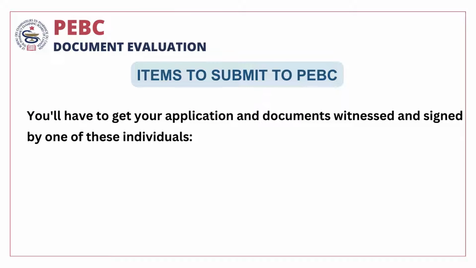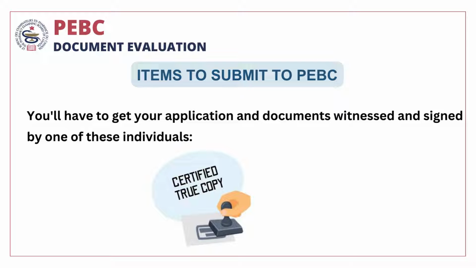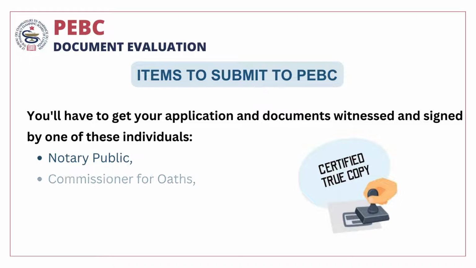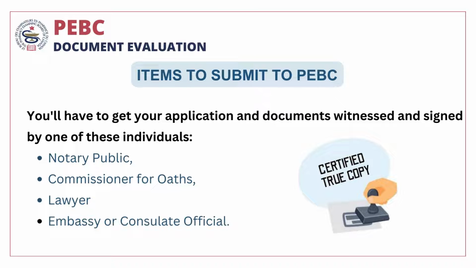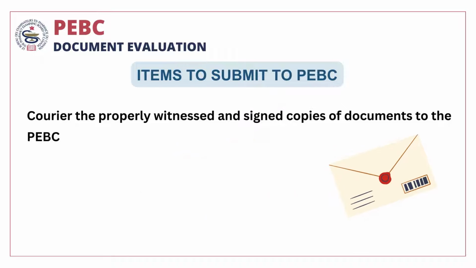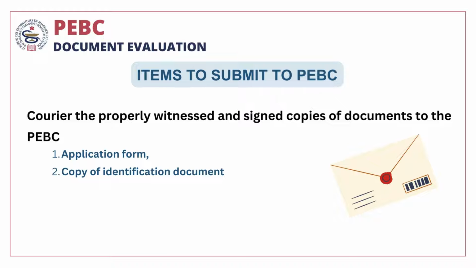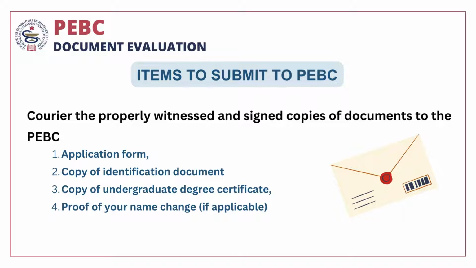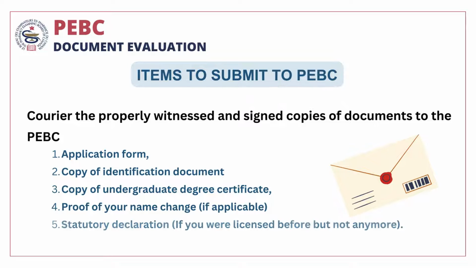Next, you'll have to get your application and documents witnessed and signed by one of these individuals: a notary public, a commissioner for oaths, a lawyer, or an embassy or consulate official. Once you have finished all these steps, now you can courier the properly witnessed and signed copies of documents to the PEBC. So, these are the documents to courier to PEBC from the candidate side: properly witnessed copy of your application form, copy of identification document, copy of undergraduate degree certificate, proof of your name change, if applicable, and finally, statutory declaration, if you were licensed before but not anymore.